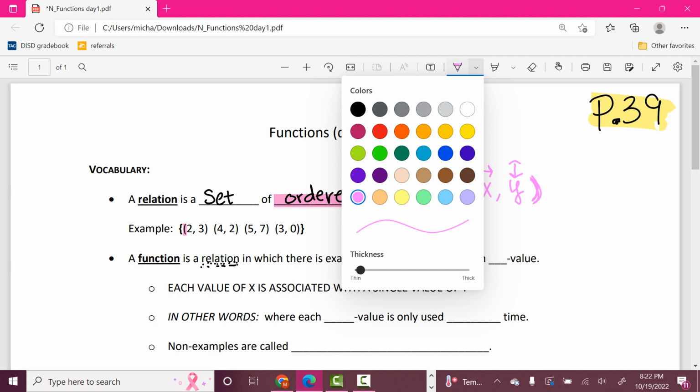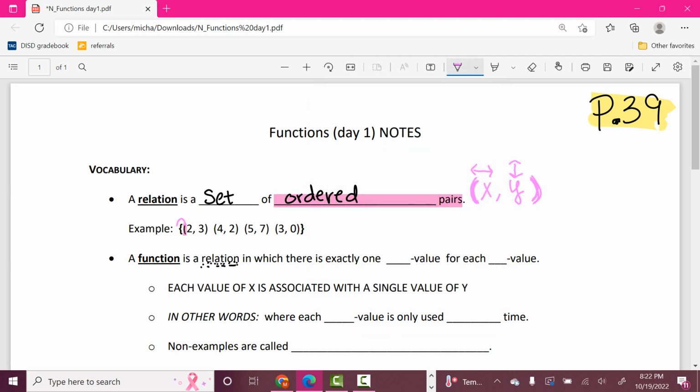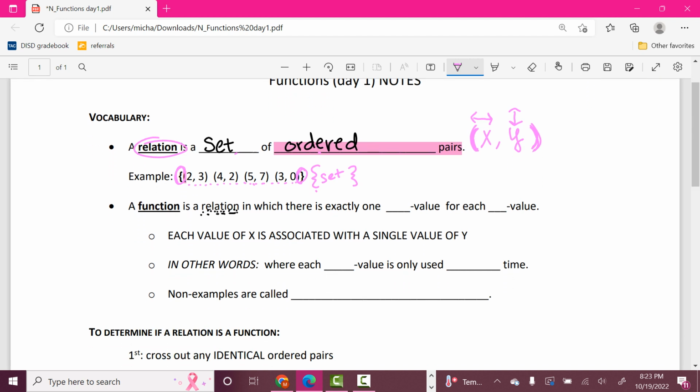What we'll notice is that a relation, so that set of ordered pairs, is contained inside of those curly braces. The curly braces just mean it's a set. So it's just a list of objects. That is just set notation. So the set is on the inside of those braces. So here's the set, and that's just a list of ordered pairs. A set of ordered pairs is a relation. Okay. A function is just a special type of relation.